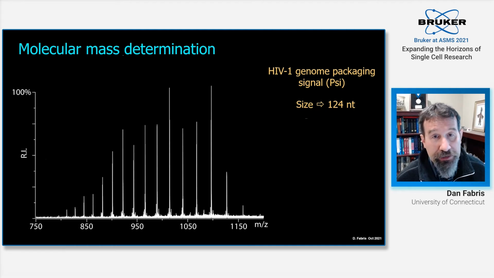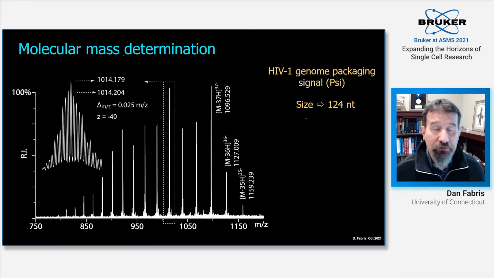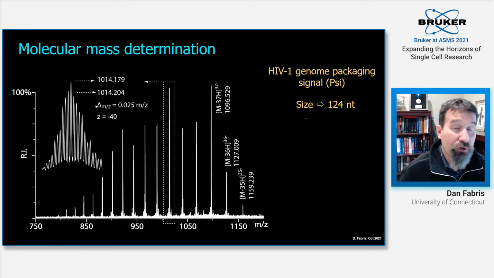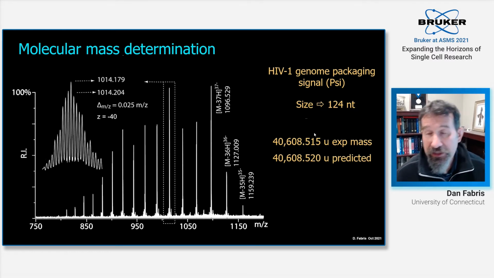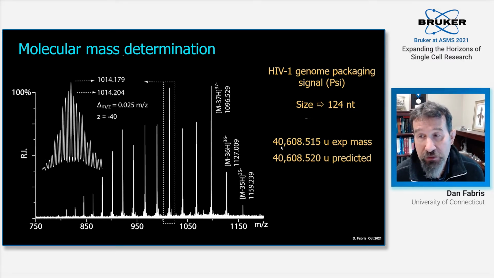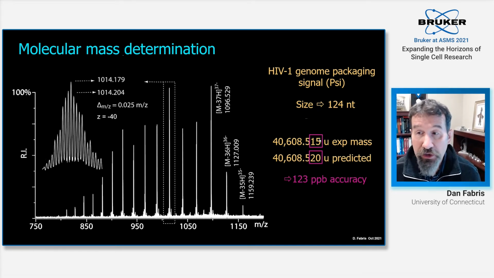This analysis was performed by nano electrospray on a Fourier transform ion cyclotron resonance instrument. So we can take advantage of the resolution afforded by this analyzer to resolve the contributions of the different isotopes. Based on the spacing between contiguous isotopes, we can infer the charge state. In this case, this is a minus 40 charge state. Based on this information, we can come up with an experimental mass that is greater than 40,000 mass units. This mass is very close to the predicted mass, which we can calculate by using the sequence. And in this case, the discrepancy of only 5,000 units amounts to 123 parts per billion accuracy.